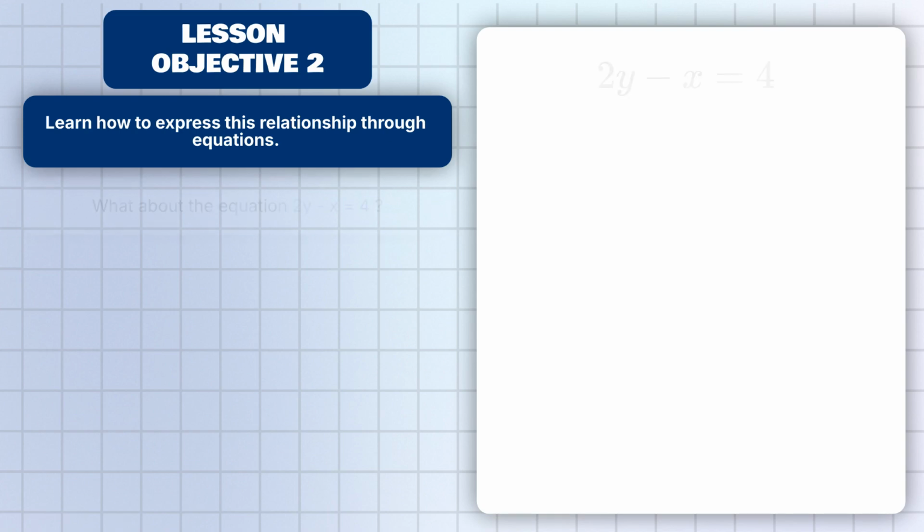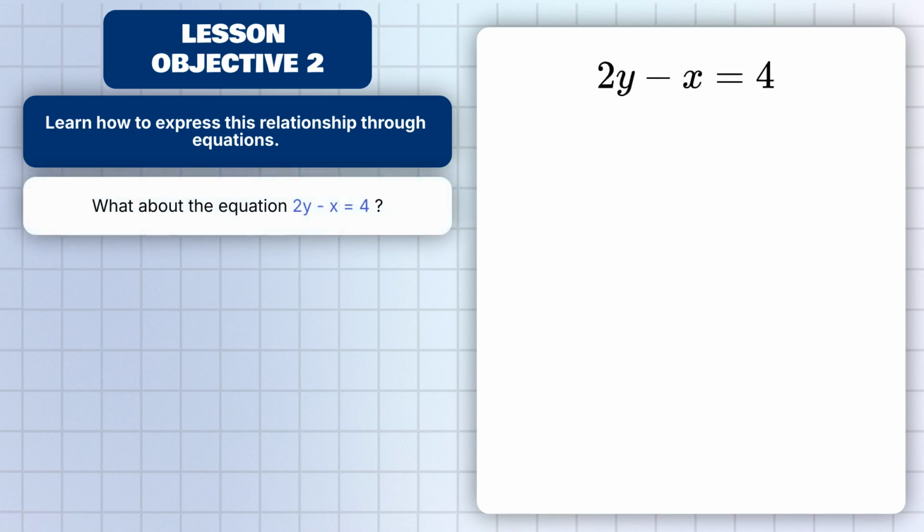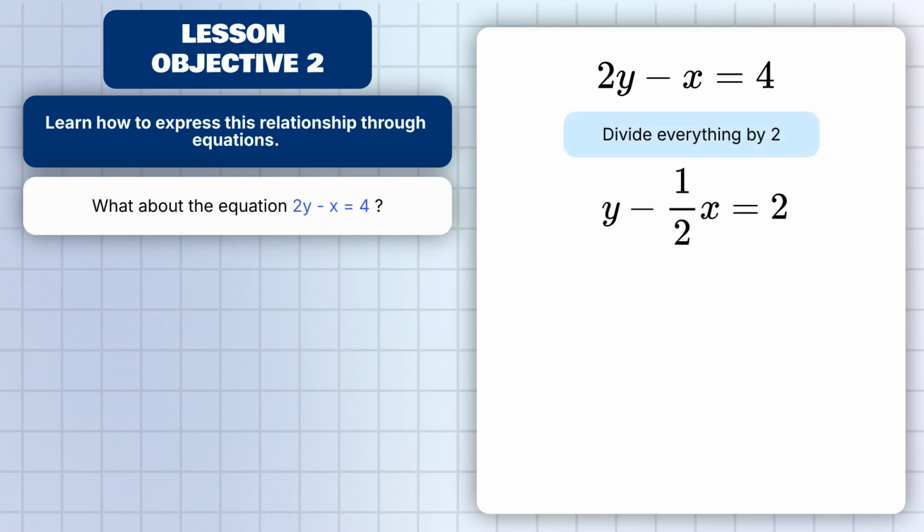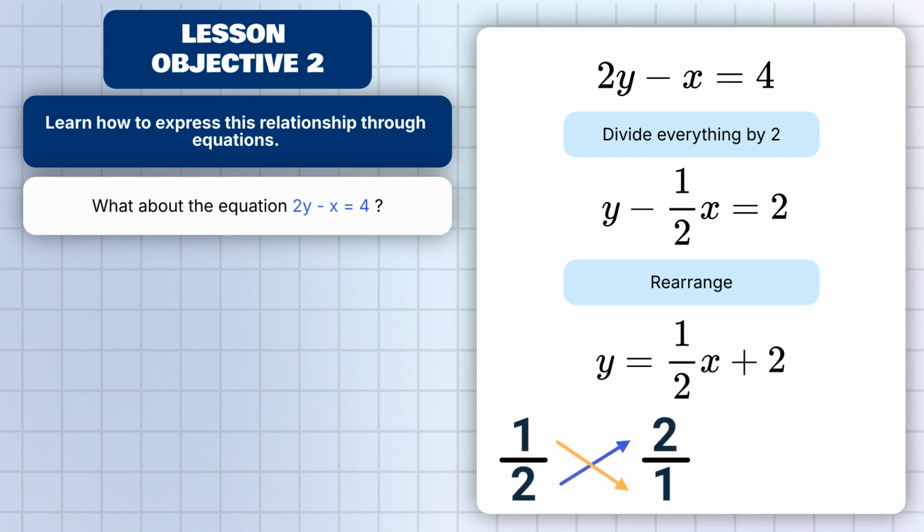Example 2. What about the equation 2y minus x equals 4? First, we need to rearrange this equation into the form y equals mx plus c so that we can identify the gradient. First, divide everything by 2. y minus 1 over 2 x equals 2. Then rearrange to make y the subject. y equals 1 over 2 x plus 2. The gradient is 1 over 2. The negative reciprocal of 1 over 2 is minus 2. Thus, a line perpendicular to 2y minus x equals 4 would have a gradient of minus 2.